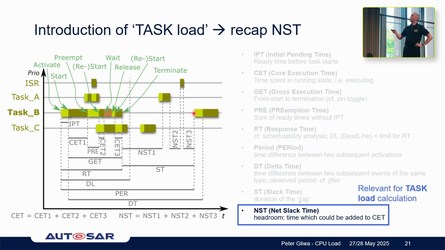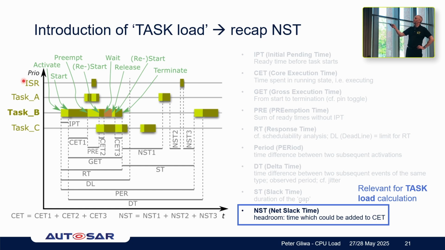But this is not a good indicator for headroom, because as you can see here, this task A execution falls into this gap, into the slack time, and steals time from your potential headroom, right? And this is exactly what the net slack time is about. It takes the slack time and deducts all the core execution times of tasks with a higher priority. Okay? And then the net slack time obviously is calculated for all the tasks.